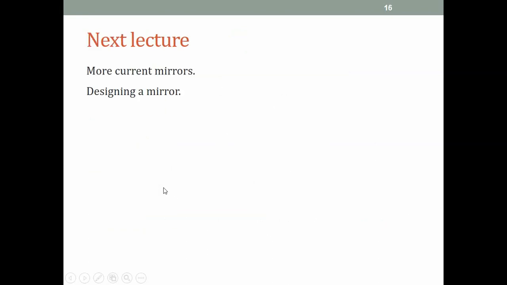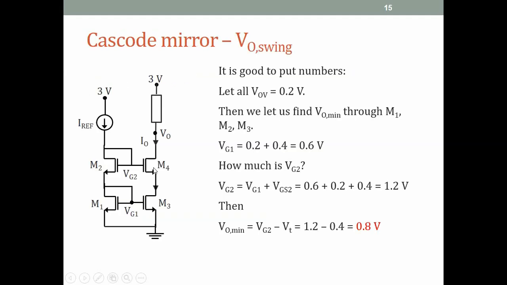All right. So this is the end of this lecture. Next lecture we'll discuss how to bring this VO min down to 2 VOV, and then we look at other current mirror circuits. All right.